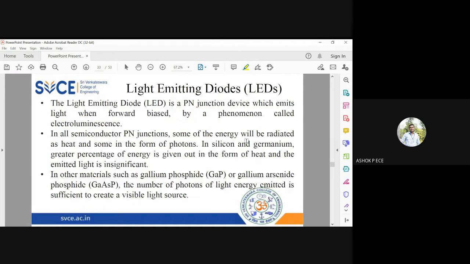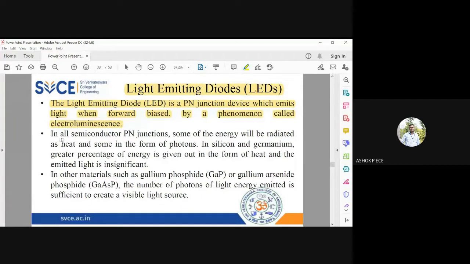So next topic we are going to see about LEDs. So we have seen about laser. Now we are going to see about LED. LED, in short, in abbreviated form, is called light-emitting diode, and it is a forward-biased PN junction diode which emits light by a phenomenon called electroluminescence.